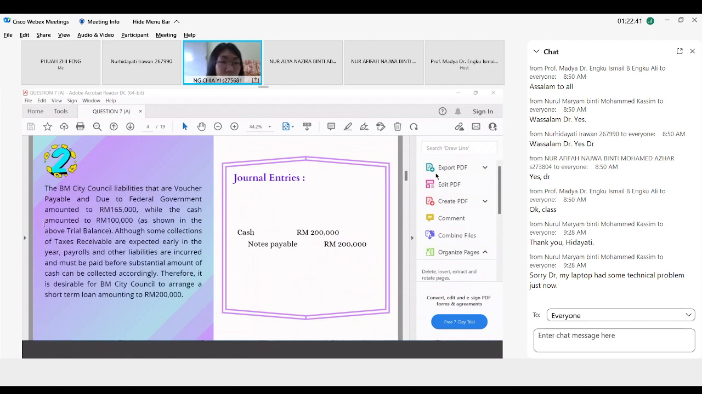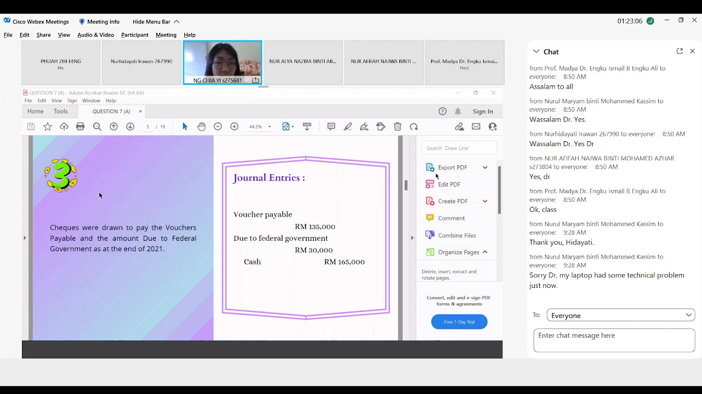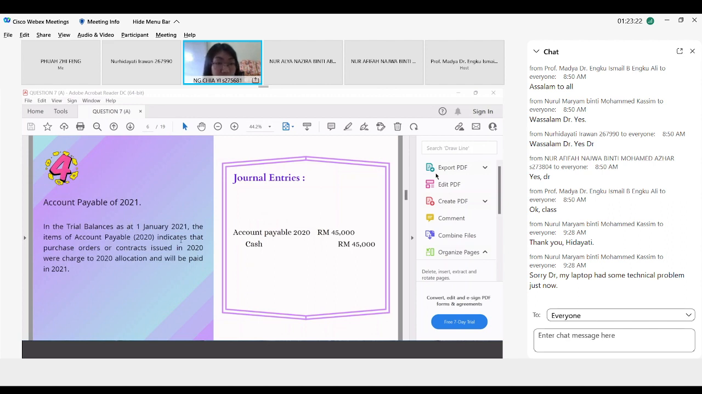This is the info 2, and the info 2 said that the liability is 165,000, cash is 100,000, and the BMCT Council is desired to arrange a short-term loan 200,000. So we debit cash 200,000 and credit note payable 200,000. This is info 3. So we debit voucher payable, debit due to amount due to federal government 30,000 and credit cash 165,000. Next is info 4 say that the item of account payable in 2020 will be charged to 2020 allocation and will be paid in 2021. So we debit account payable 2020 and credit cash 45,000.